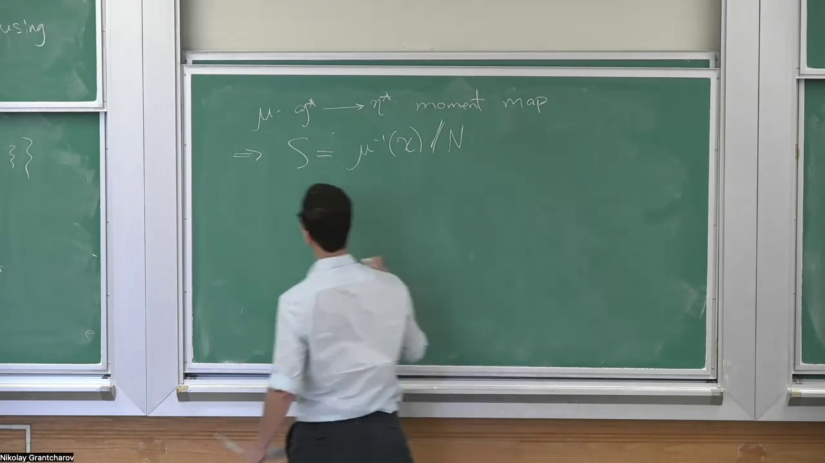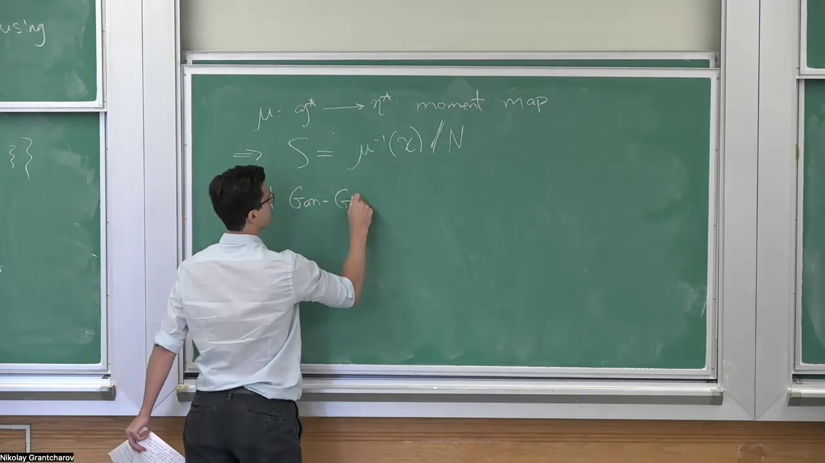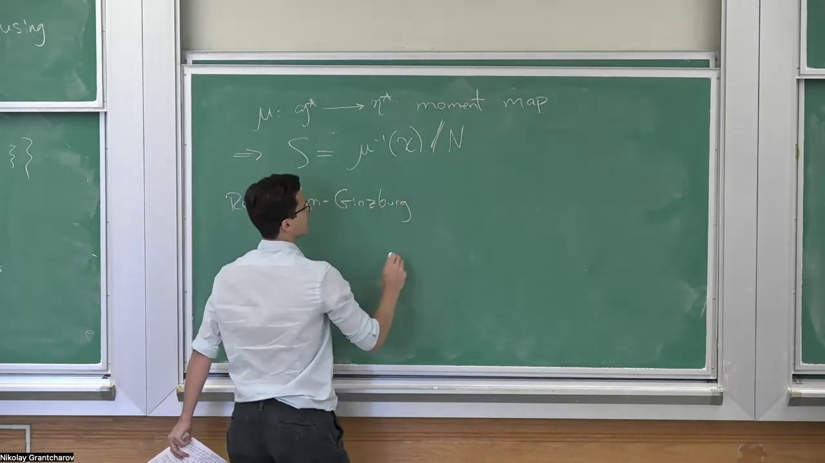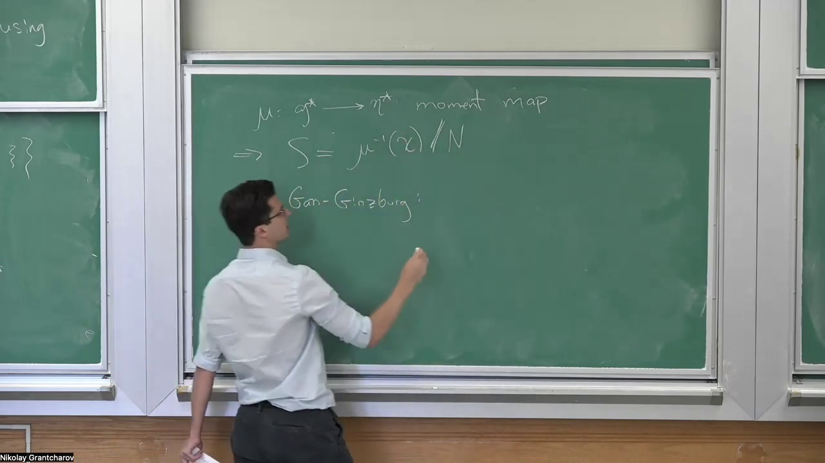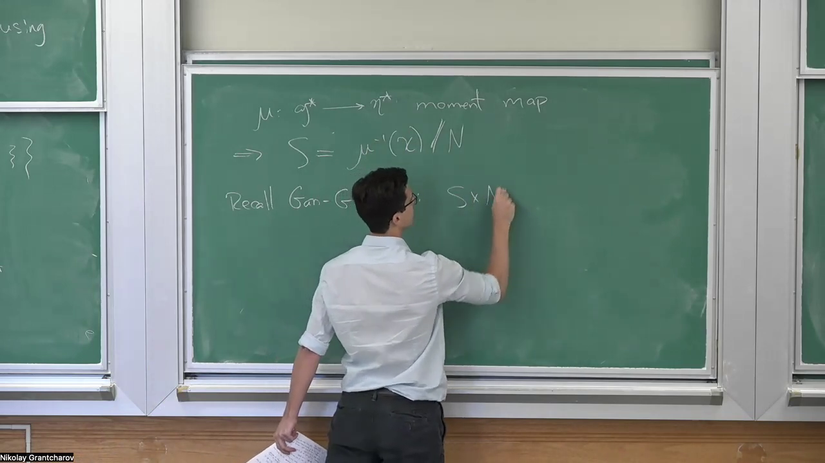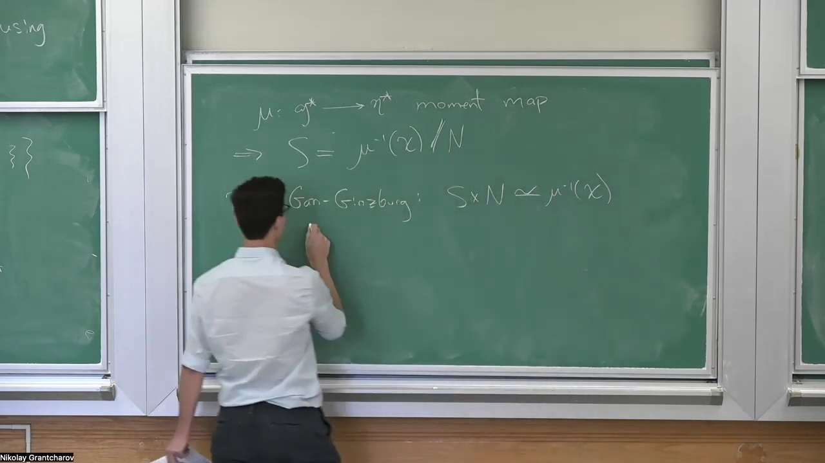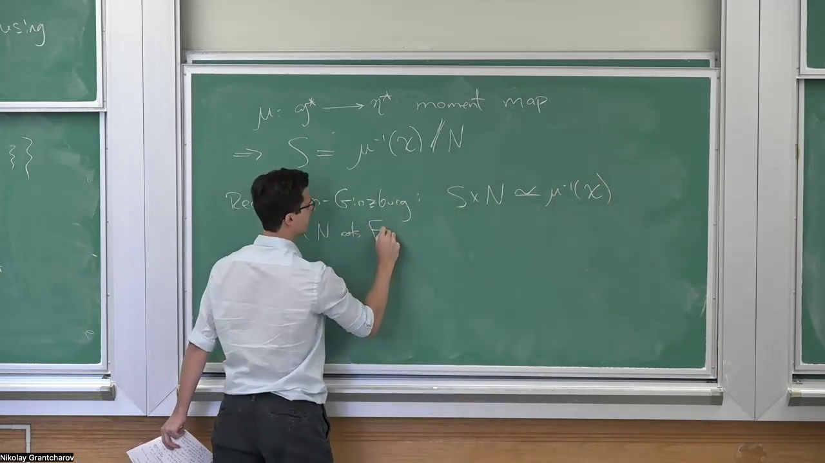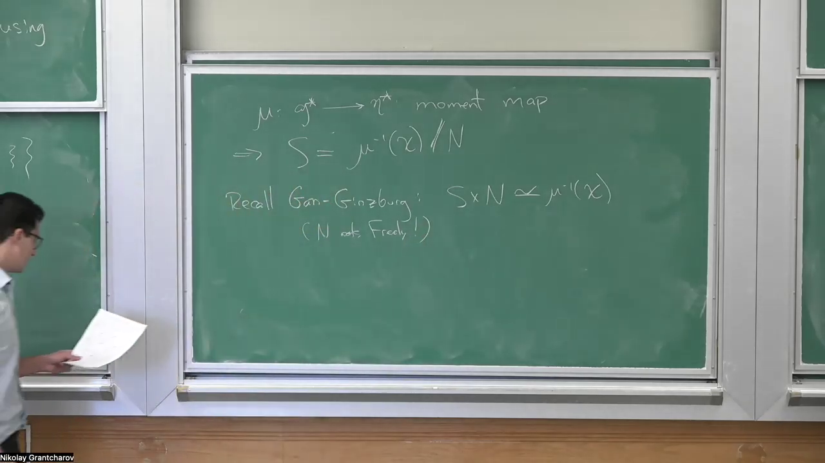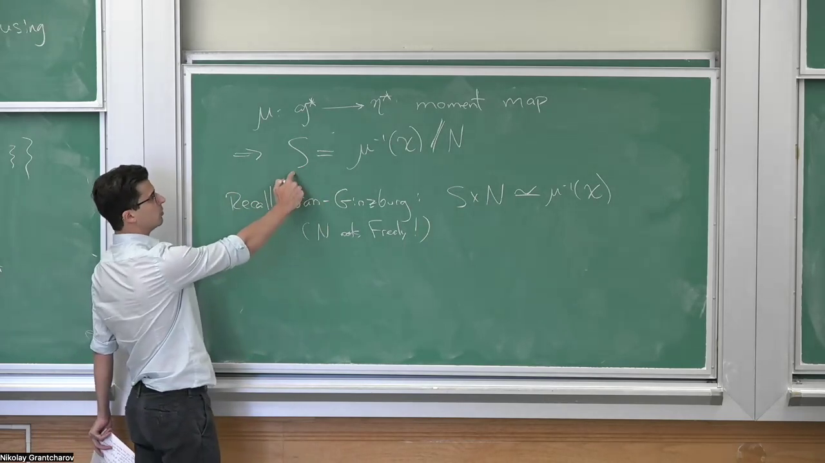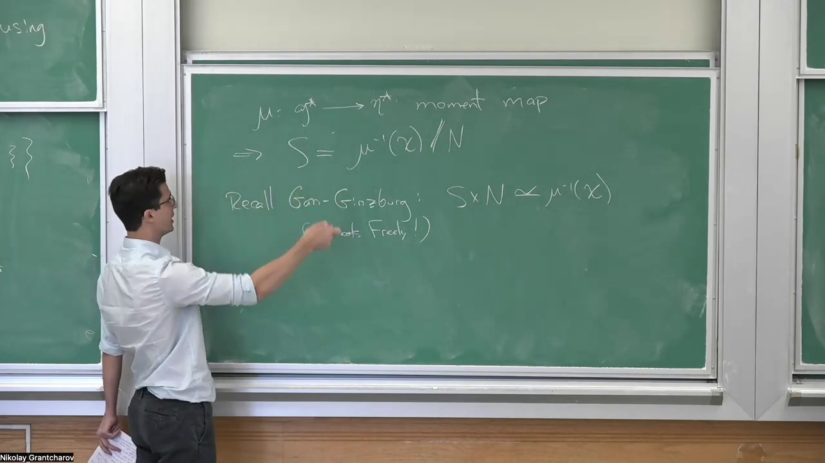And recall this theorem by Ginzburg that N acts freely on this fiber. So there exists an isomorphism of varieties. So this is very important. Okay, and then using this presentation with classical Hamiltonian reduction, we can quantize it nicely.